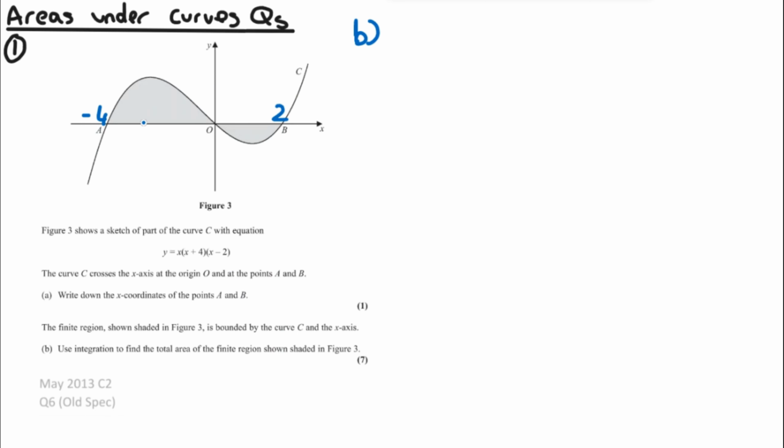So for part B, we need to find the area of the total shaded region, with one part above the x-axis and one part below. So therefore we can't just integrate from -4 to 2 as we talked about before. We have to do them separately.